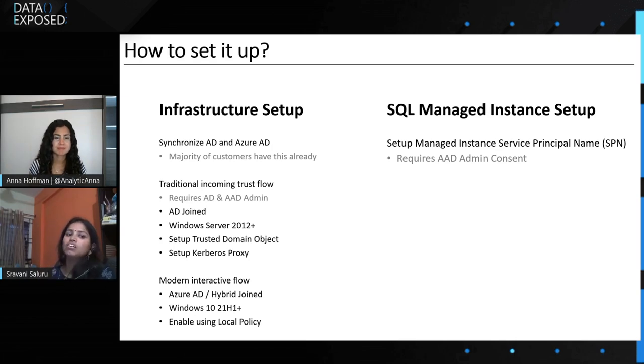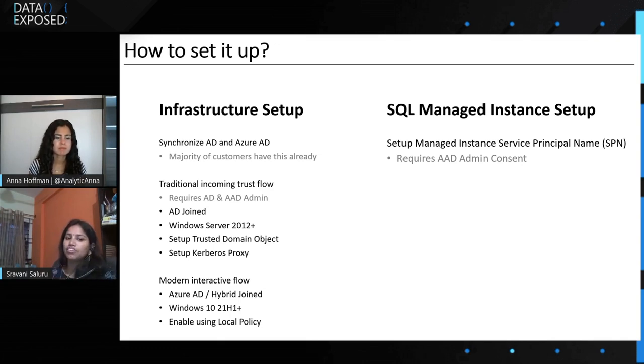The first step is obviously to synchronize their Active Directory users with the Azure Active Directory. I think this is something most of our customers already have as they are modernizing their identity, right? Then there are two flows that work for this Windows authentication. One is the traditional incoming trust flow, and the second model is the modern interactive flow. So based on the client machine from which you are trying to connect to the SQL managed instance, you have to establish one of these flows for your Windows authentication to work.